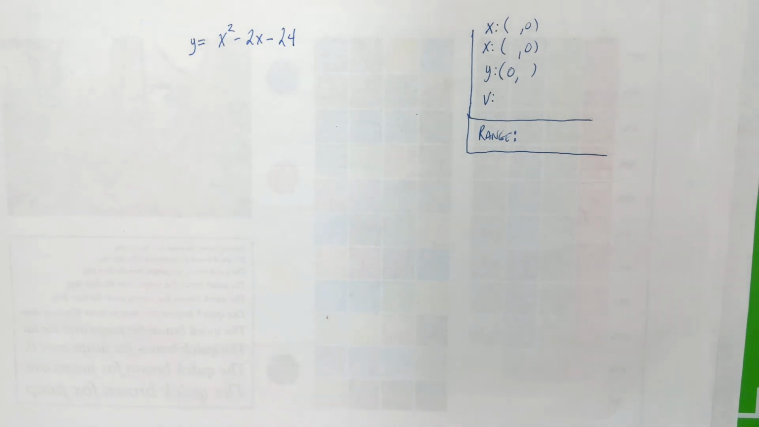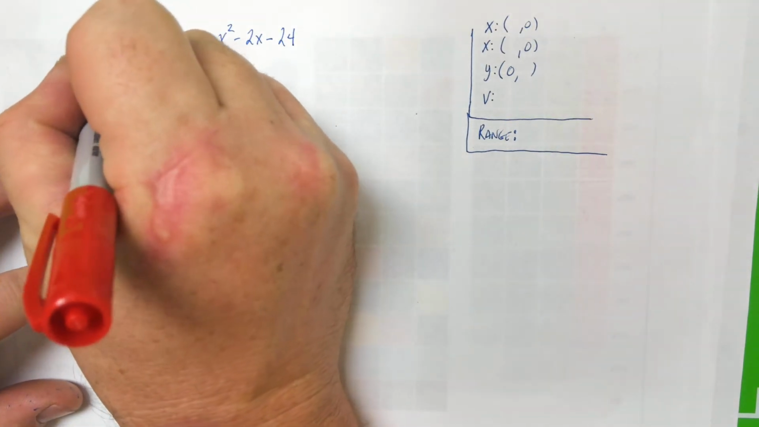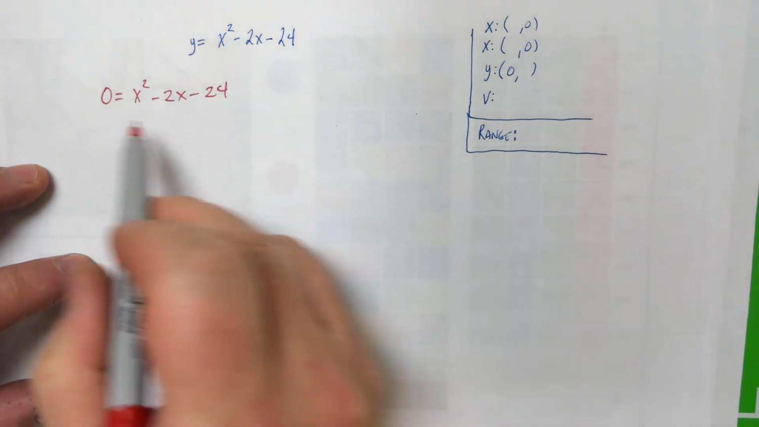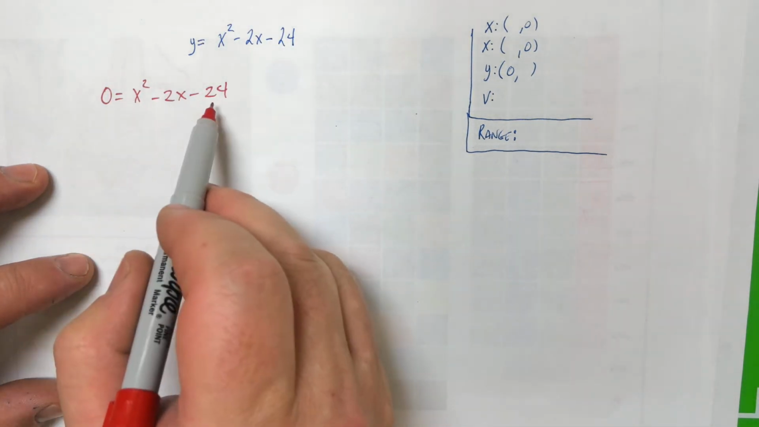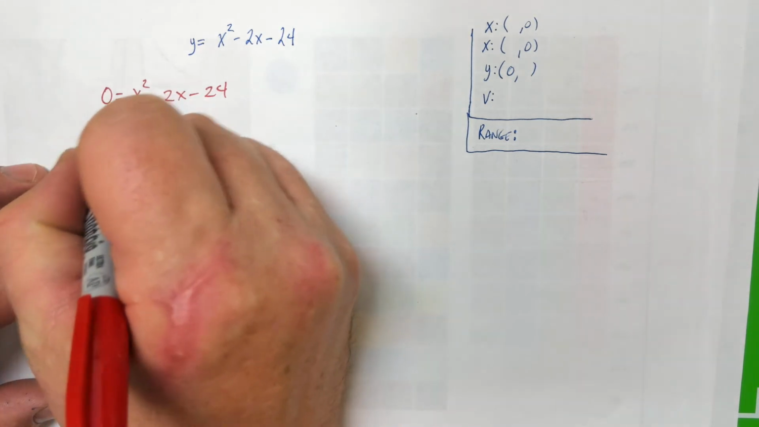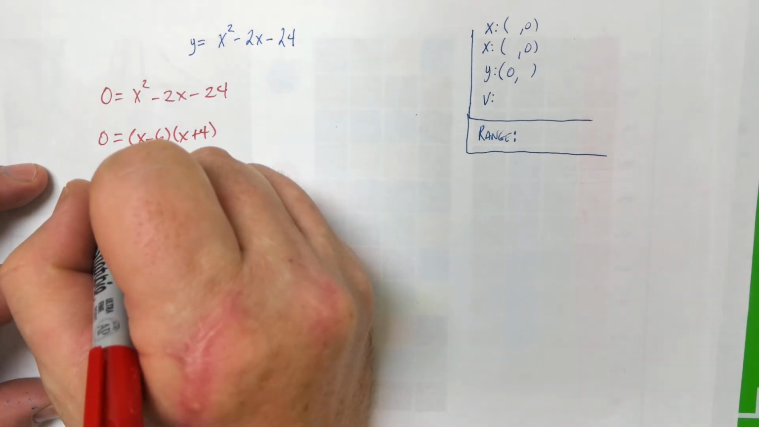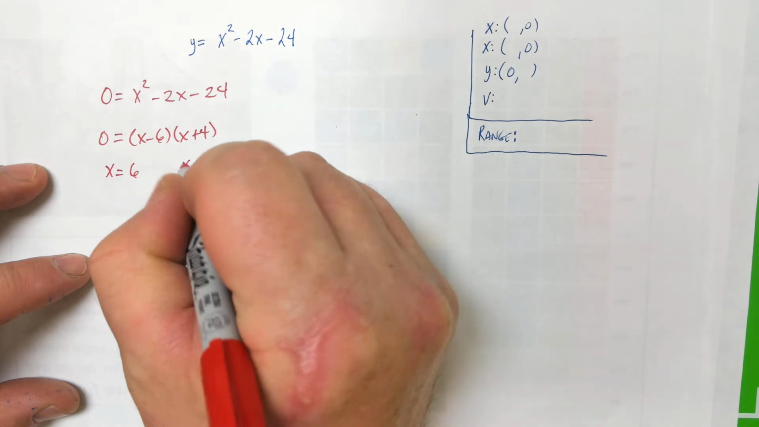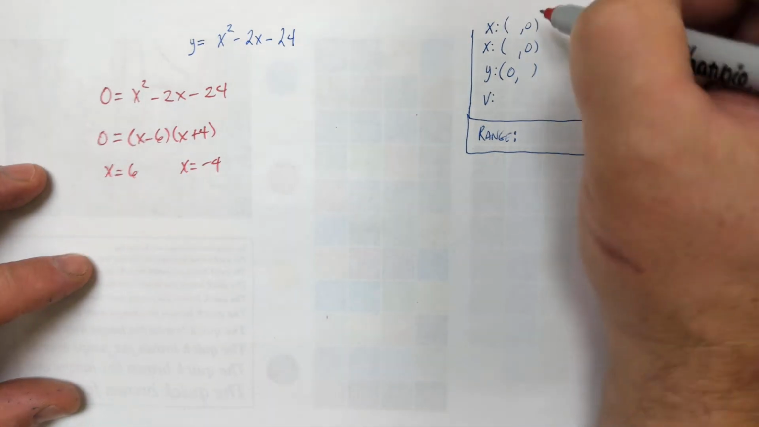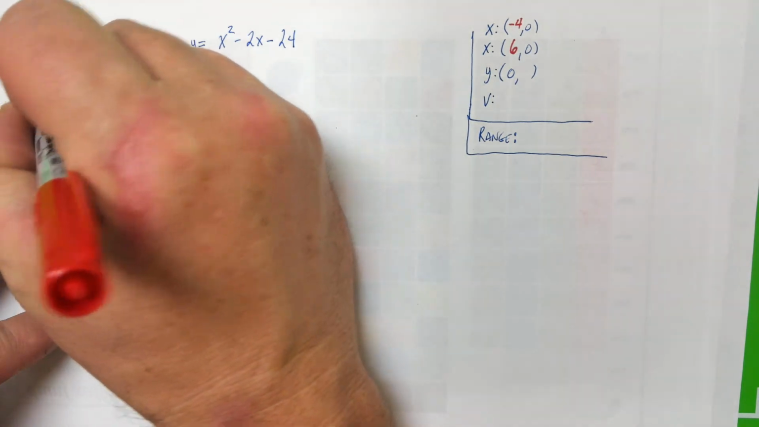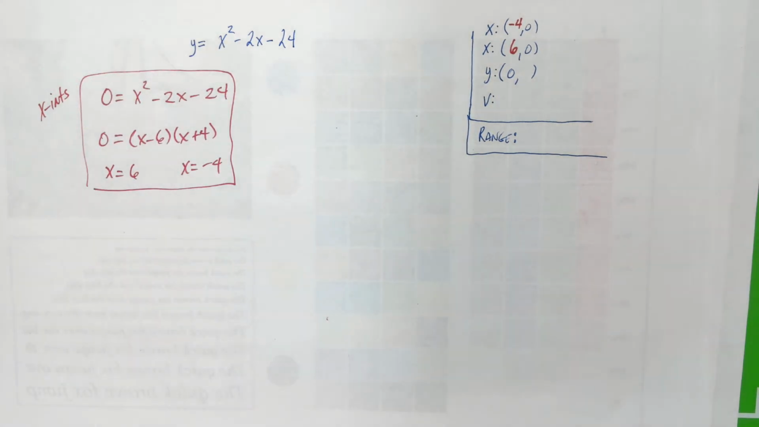So let's do the x-intercepts first, okay? So we want to check to see if it's factorable. So we set it equal to 0. If it's factorable, life is good. This one is factorable because a is 1 and there are a pair of numbers that multiply to 24 and add to -2. That would be x minus 6 and x minus 4. Is that right? So x equals 6 and x equals -4. So -4 and 6. So that's my x-intercepts. Does it matter if you put 6 and then -4 on the bottom? No. Either way.